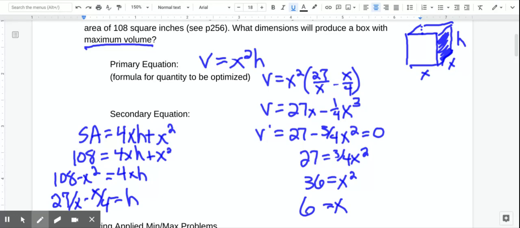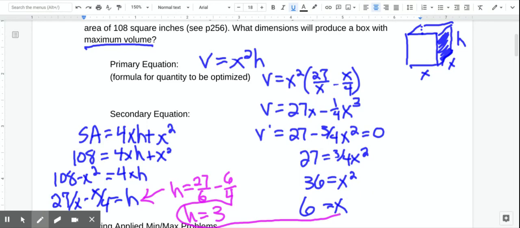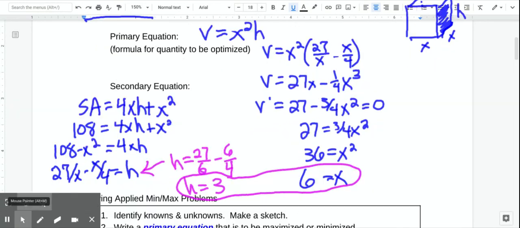And then to find out what h is, because remember, we want all of the dimensions, not just x, I'm going to come back to this secondary equation and plug in for x. So I get 27 divided by 6 minus 6 over 4. When I finish that, we end up with h equals 3. So those are the dimensions of the box that will maximize the volume.